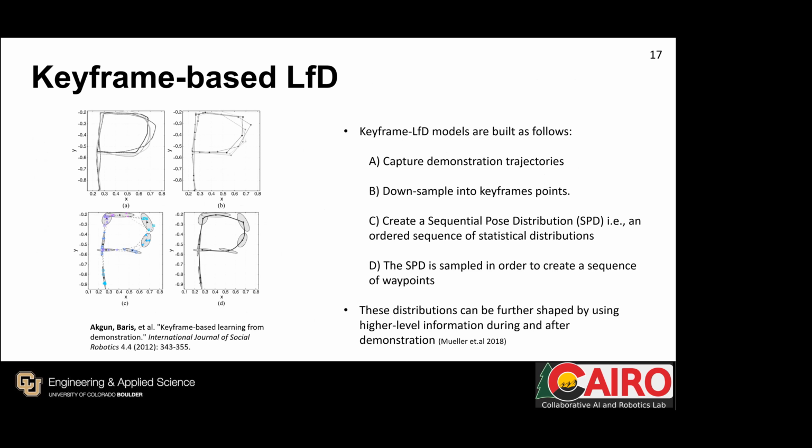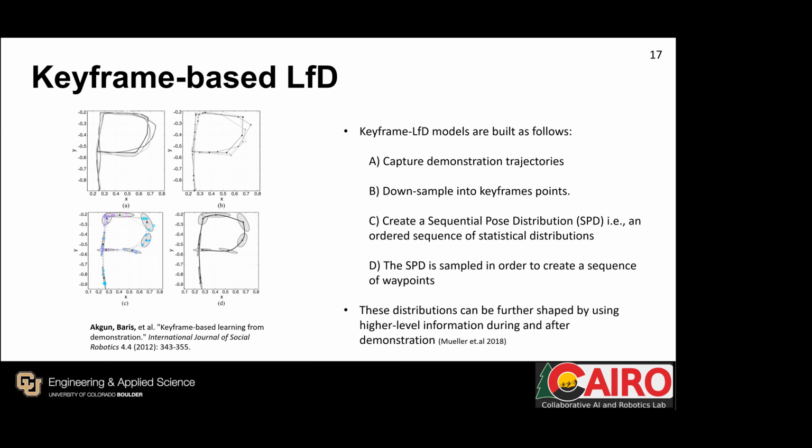But in keyframe LFD, you first capture user demonstrations, and then you downsample the trajectory data into keyframe points, as you can see here, which then allows you to create what is called a sequential pose distribution. In other words, it's an ordered sequence of statistical distributions that you can then sample in order to create a very coarse representation of a demonstrated skill. These distributions can further be shaped by using higher level information during and after a demonstration, as I demonstrated in my own work.